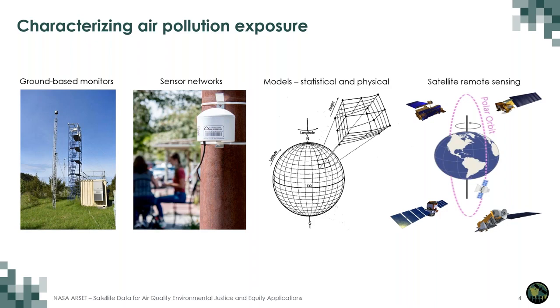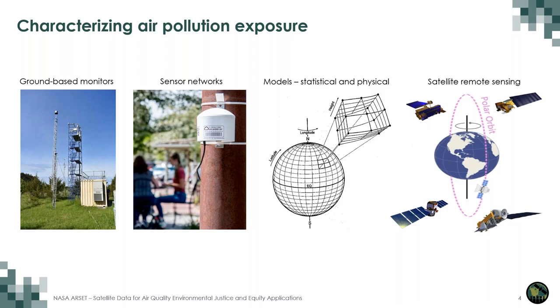The third approach to characterizing air pollution exposure is models, and we have both statistical models and physical models. These models divide the world into pixels, both in horizontal space and in altitudinal space, and they use a series of equations to estimate pollution concentrations in each pixel. So these are not observational.